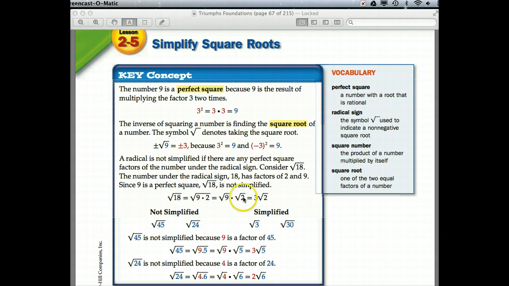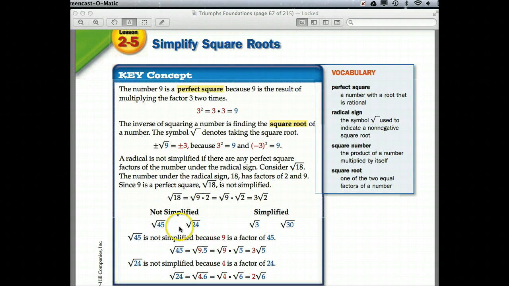So this means the same thing as this. We can put them in their own house. Square root of 9 times square root of 2. Well, the square root of 9 is 3. And we can't break down the square root of 2 anymore, so we have 3 times the square root of 2.